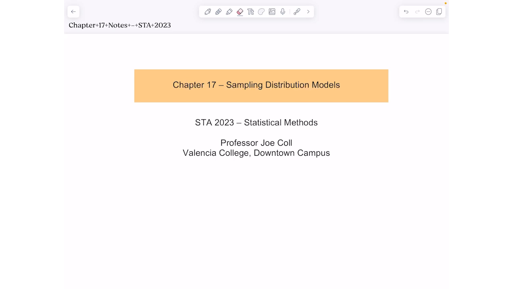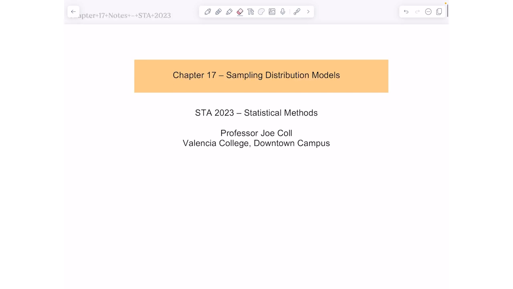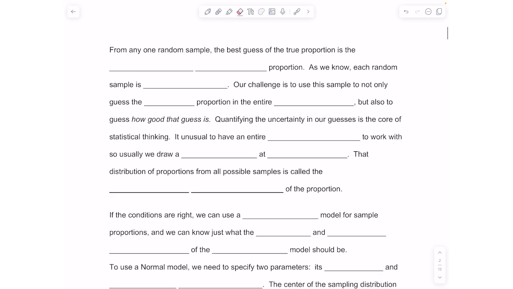Welcome back to this video on sampling distribution models. From any one random sample, the best guess of the true proportion is the observed sample proportion. As we know, each random sample is going to be different, and that's due to natural variation, sampling variation.